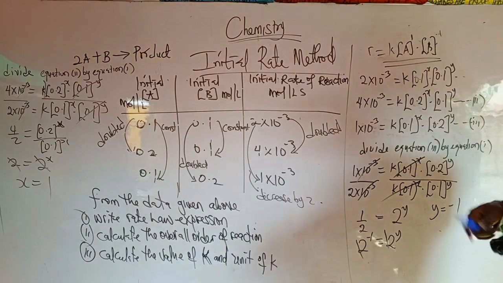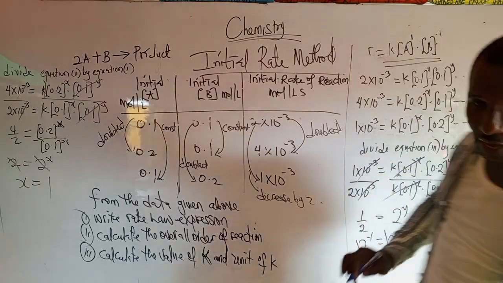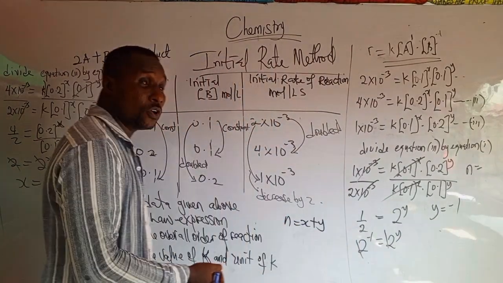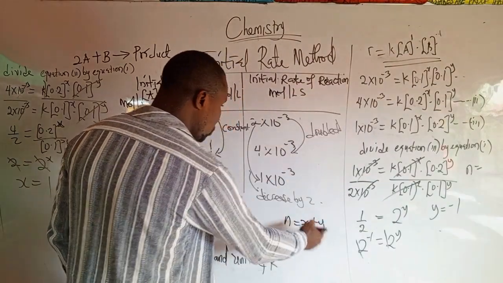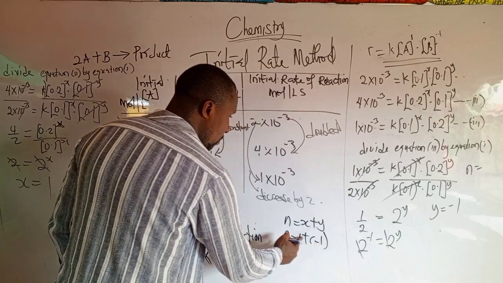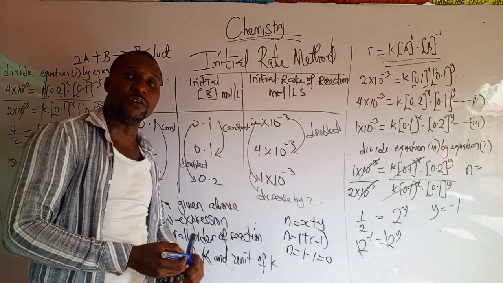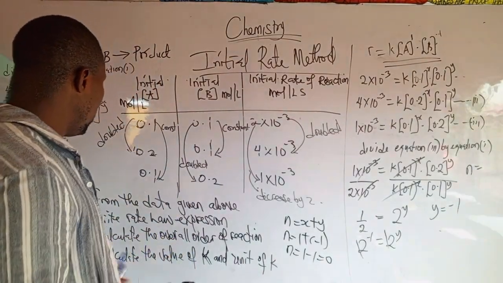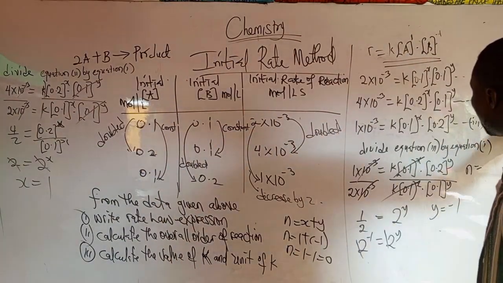Let me write it here. We have overall order of reaction N equal to X plus Y. That's the overall order of reaction. Then N equal to, what is X? 1 plus, what is Y? Minus 1. Then we have N equal to 1 minus 1, which is 0. Overall order of the reaction is 0. Then the next question, it says, calculate the value of K.